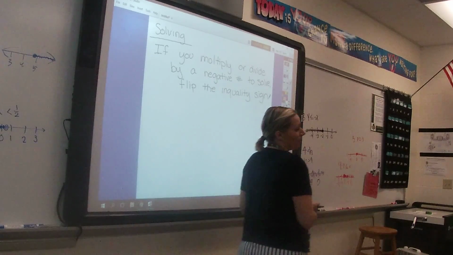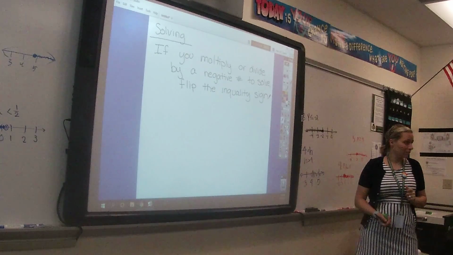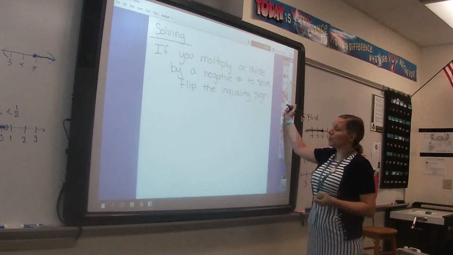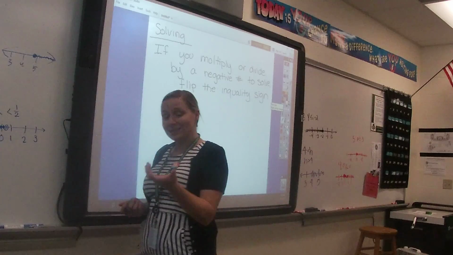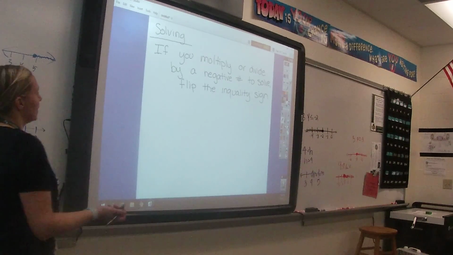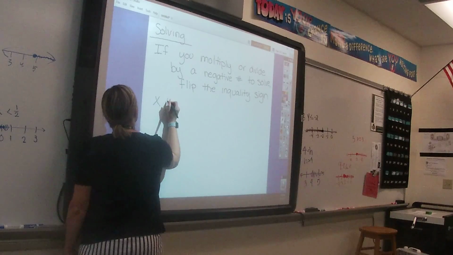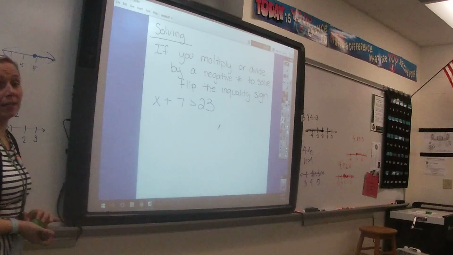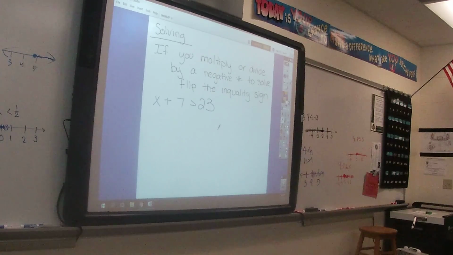Every other rule we have talked about solving equations is the same. So hopefully you're able to, a little bit as we go through this unit, think a little bit less about our steps of how we solve inequalities, and a little bit more about our sign. But here's the thing. x plus 7 equals 23 is going to be solved the same way as x plus 7 is greater than 23.